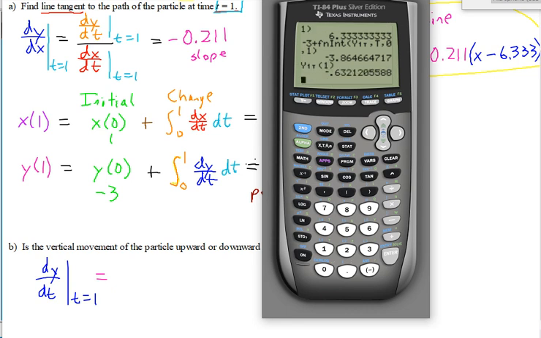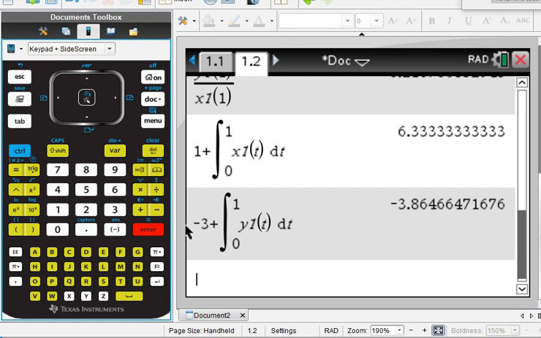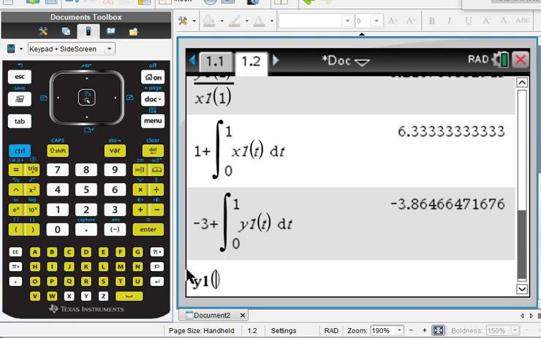So we get negative 0.632. And notice that's less than 0, so that means it's moving downward. Let's put that in our Inspire so we get the same thing. So in Inspire, just go bar y1 of 1.